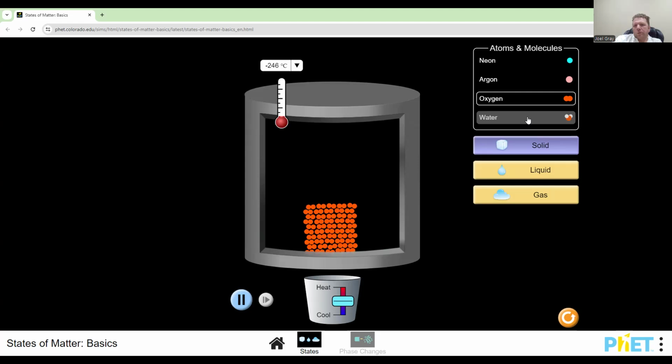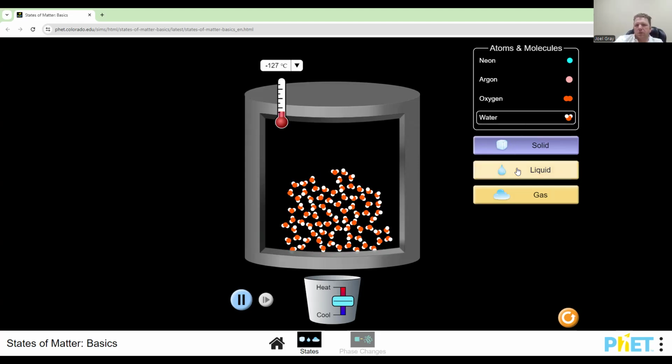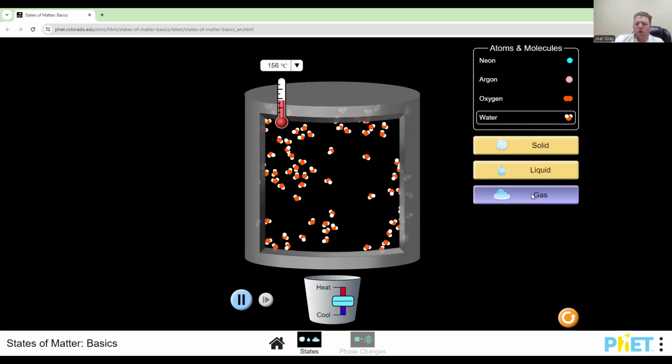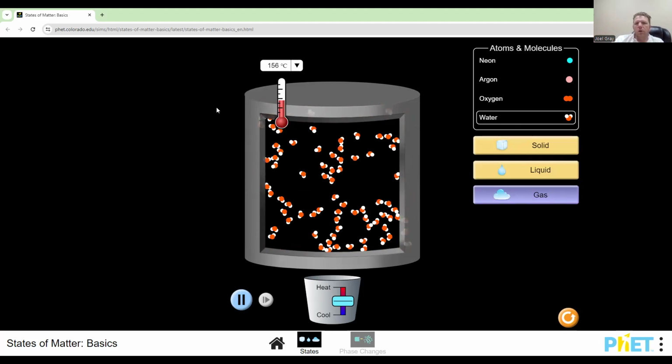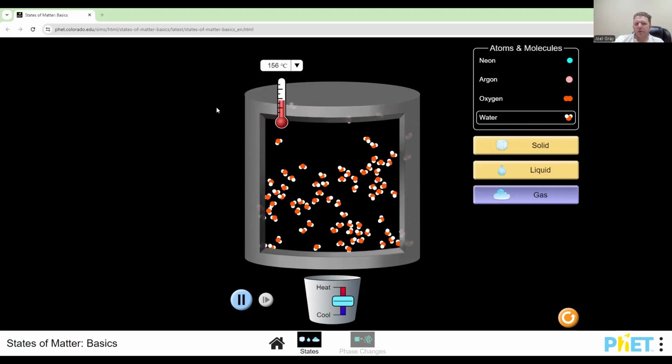Now, let's look at water. Okay, water as a solid, ice. Okay, negative 127 degrees Celsius. Liquid water. Okay, this is at 13 degrees Celsius. So there's definitely more motion. There's a shape. It's basically sunk to the bottom. As a gas, water's floating around. Yeah, that's steam.